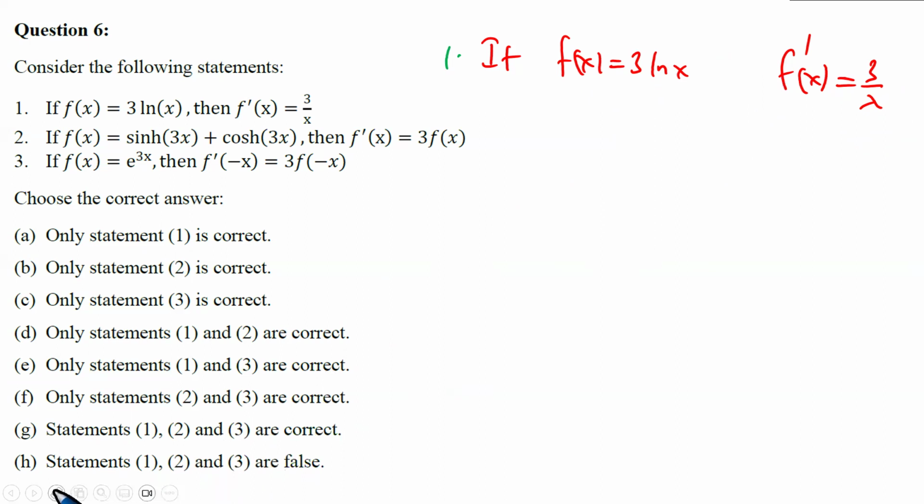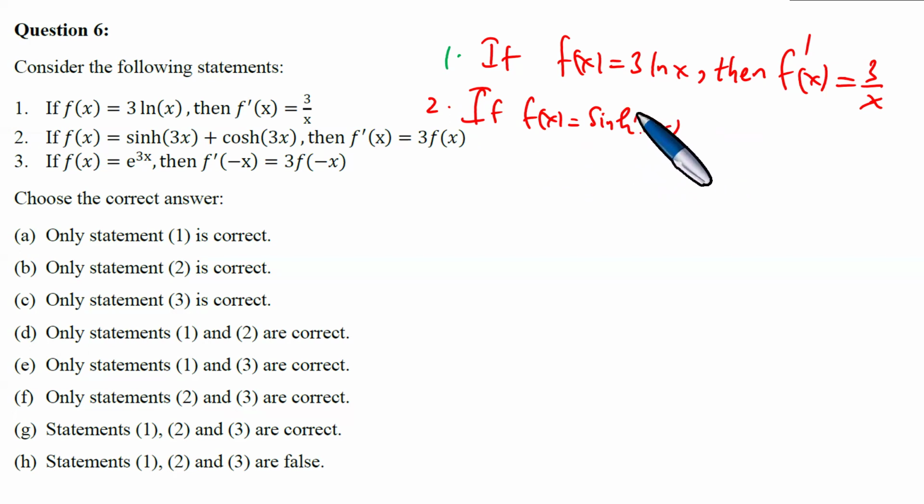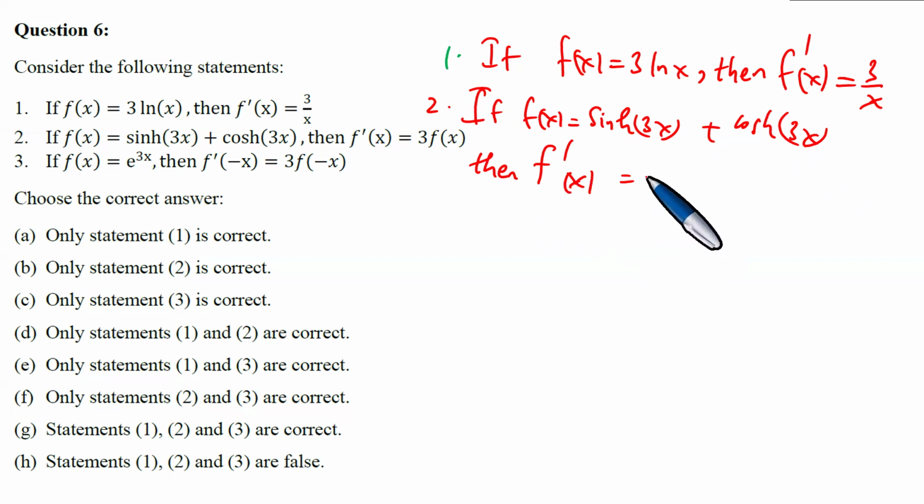Okay, if f of x is 3 ln x, then f prime is 3 over x. If f of x is the hyperbolic sine of 3x plus the hyperbolic cosine of 3x, okay, these are the hyperbolic functions. I'm sure you might have seen them. Then the derivative of f, which is f prime of x, is 3 times f of x.